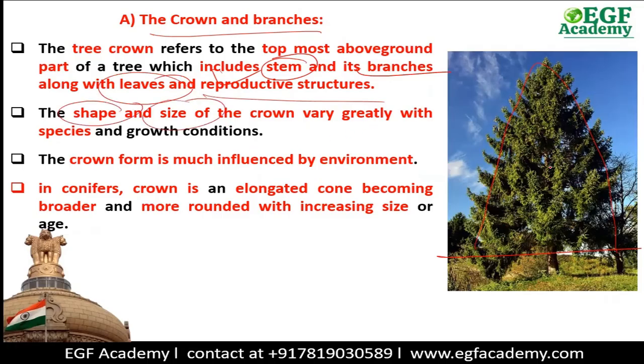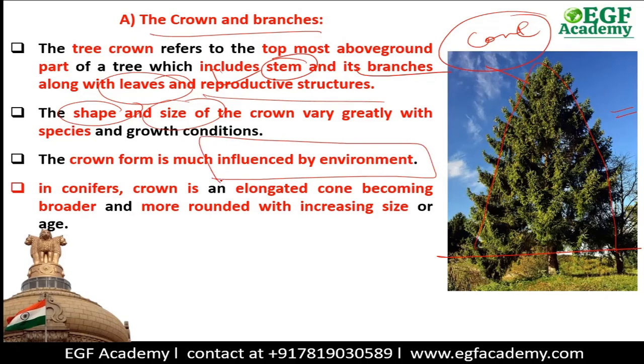Now the shape and the size of the crown. Like you can see here, the shape of this tree's crown is conical. It is like a cone. The crown shape is influenced by the environment in which that plant is found. Basically, the crown shape is a type of adaptation. For example, these conical plants are found in the temperate areas, where there is very low temperature, especially where there is snowfall. You can find them in the higher Himalayas. So this conical shape is an adaptation.